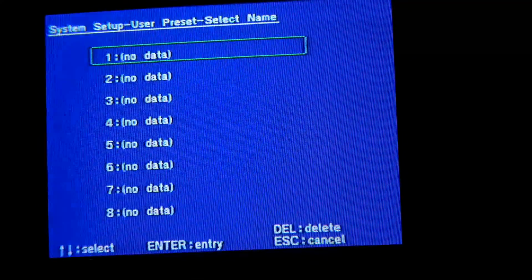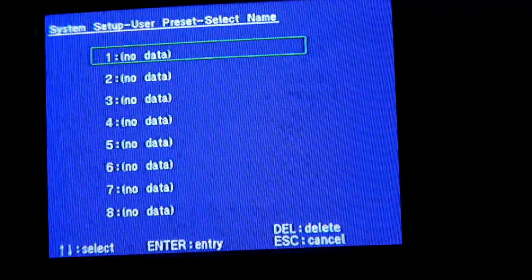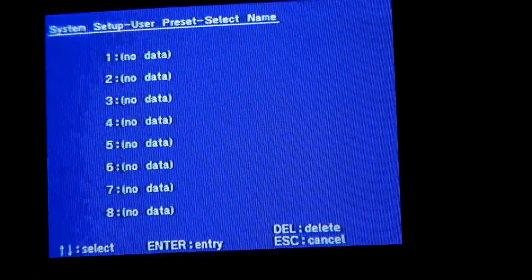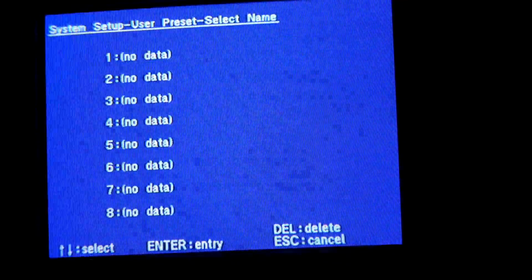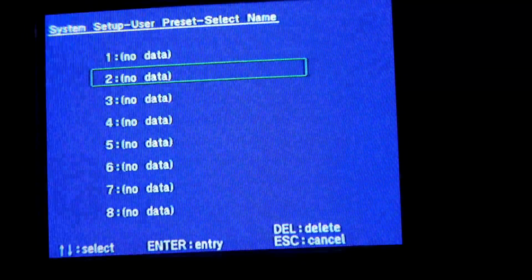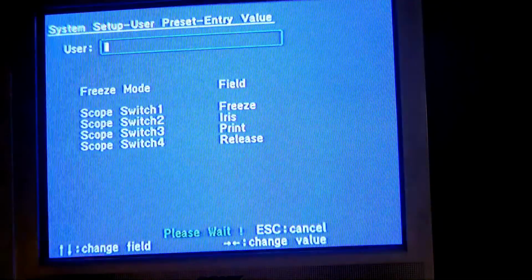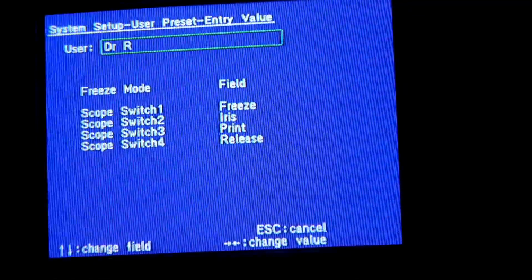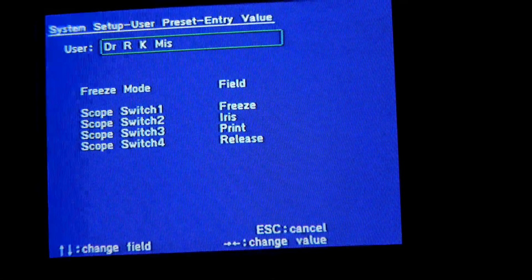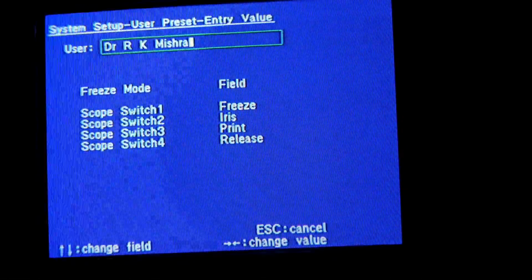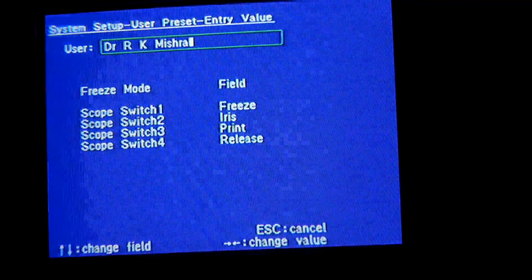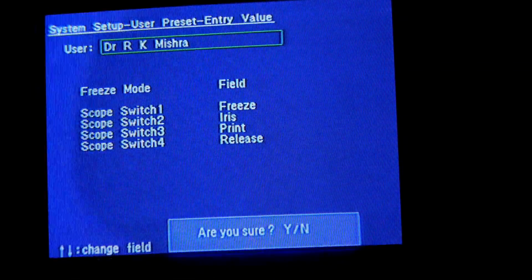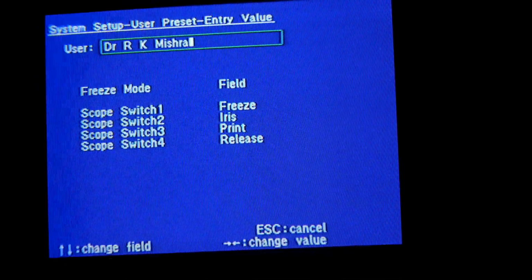So you can type Dr. R. K. Mishra. Suppose you type it like that. Sorry, just going down. Yes, enter the data, and then you can type your name. After that, go down. Are you sure? No, not sure, because other things still have to be set.